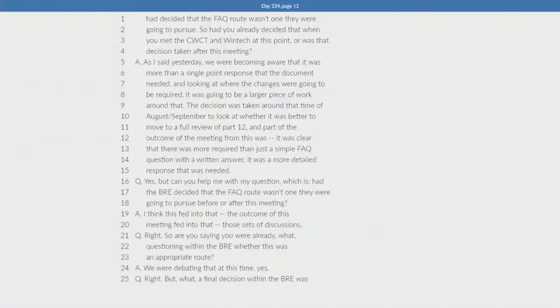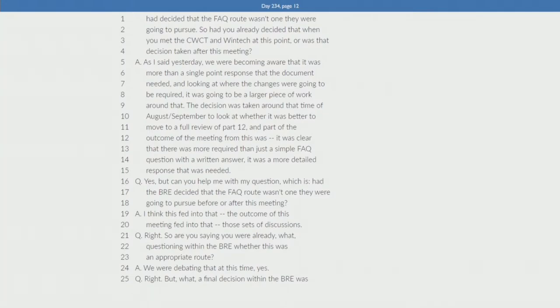Let me show you what she says elsewhere in her evidence. Can we go, please, to her transcript of day 234 and go to page 12? Day 234. At line 5, she says this. As I said yesterday, we were becoming aware, and this is September 2014, that it was more than a single point response that the document needed, and looking at where the changes were going to be required, it was going to be a larger piece of work around that.